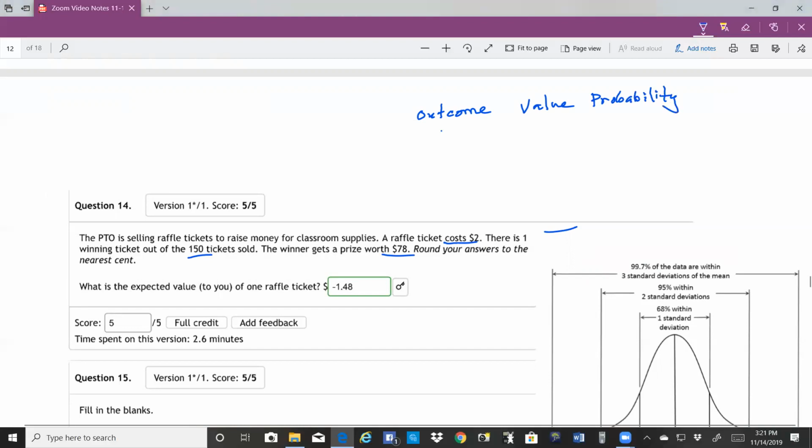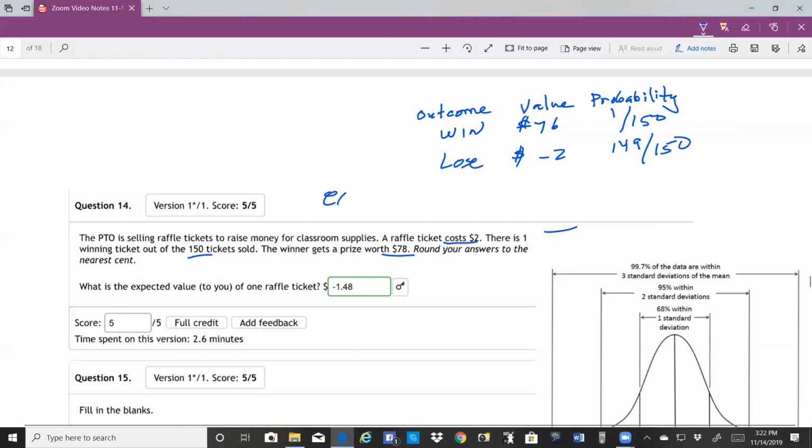And if the outcome is that you win, get the winning ticket, the value is going to be $78 minus the $2 you paid for the ticket. And the probability is 1 out of 150. And if you lose, you'll lose $2. And the probability of losing is 149 over 150.